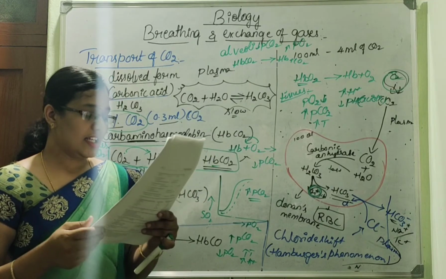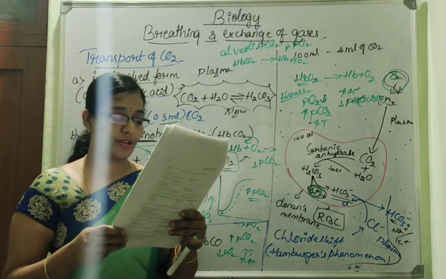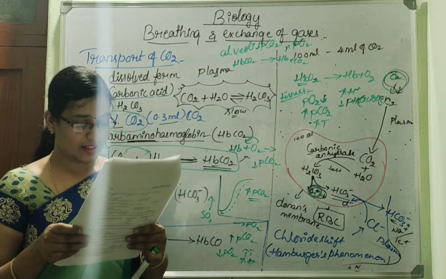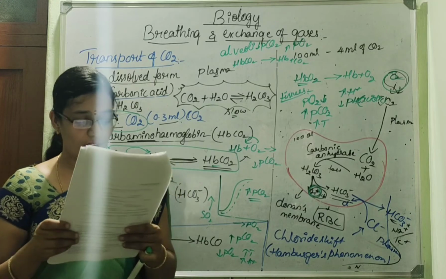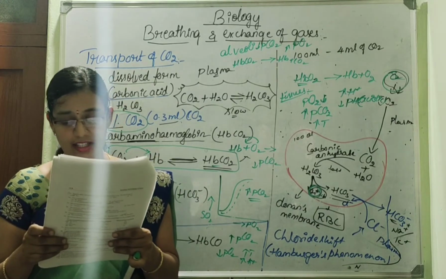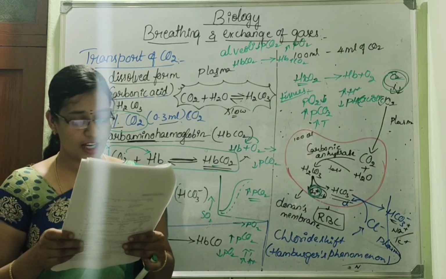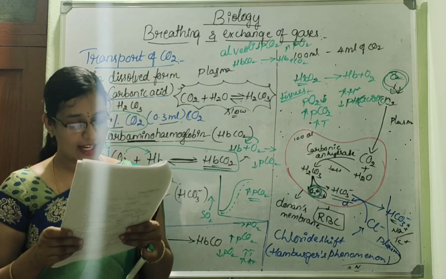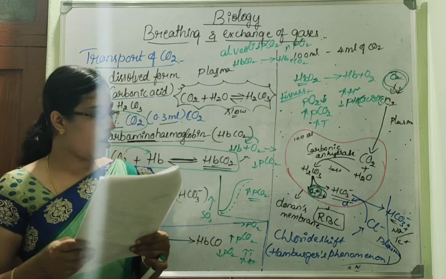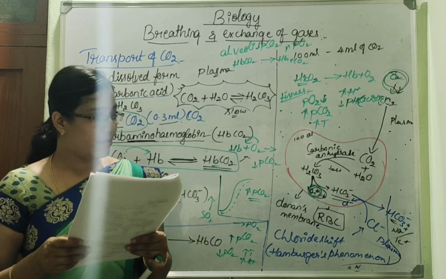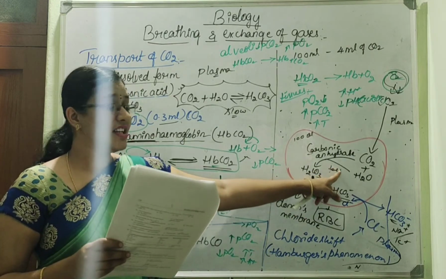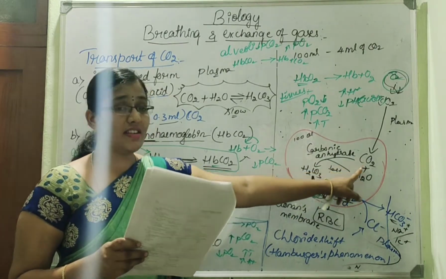And next question, the enzyme essential for transport of carbon dioxide as bicarbonate in blood is option A, carboxypeptidase, B, succinate dehydrogenase, C, carbonic anhydrase, D, thrombokinase, E, lactase. So which is the right option? Option C, carbonic anhydrase. It is a catalyst which triggers the reaction.